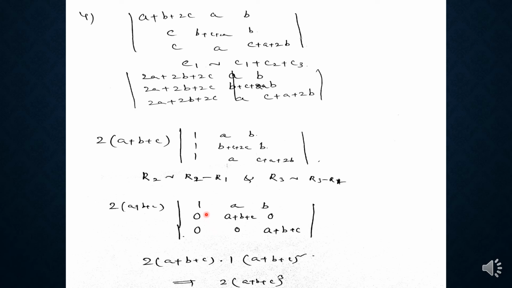So by using the Laplace expansion along the first column, 1 into a plus b plus c into a plus b plus c, whole square minus 0 square. So that is 1 into a plus b plus c whole square. That is 2 into a plus b plus c into 1 into a plus b plus c whole square. That becomes 2 into a plus b plus c whole cube. So this is the solution for this determinant.